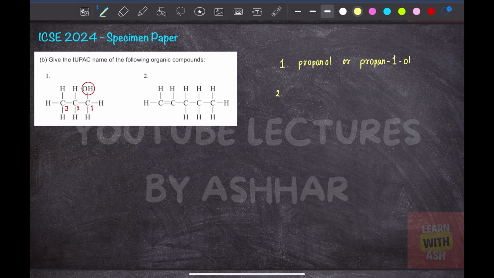Then what about the second one? In the second one, there is a double bond present. So of course we need to maintain it at a lower carbon number. So I will start my numbering from here, 1, 2, 3, 4 and 5. So this will be simply pent-1-ene, or you can also write it as pentene.